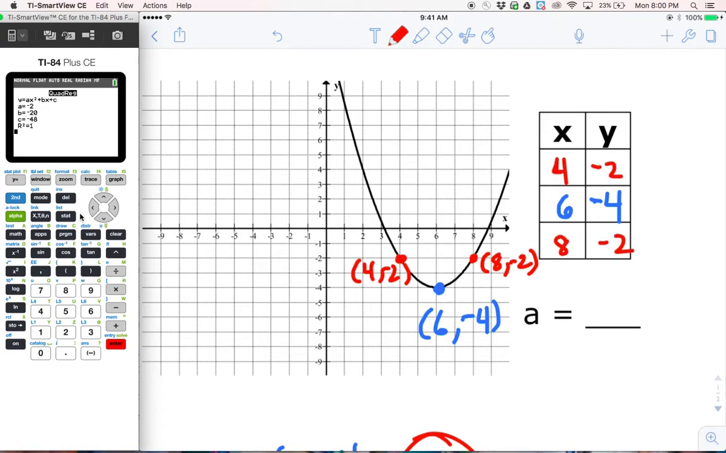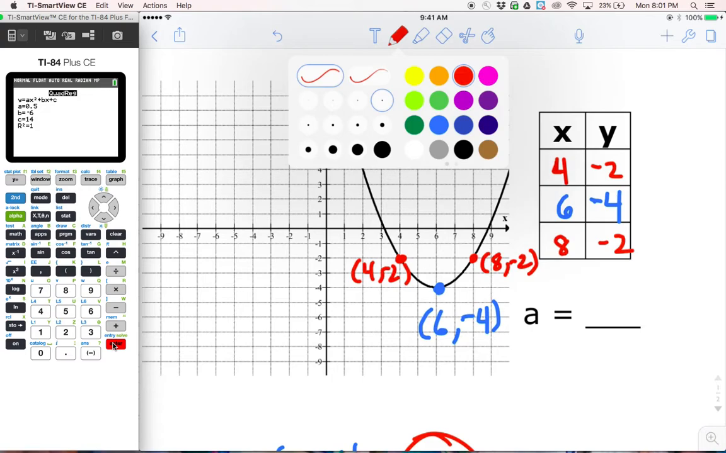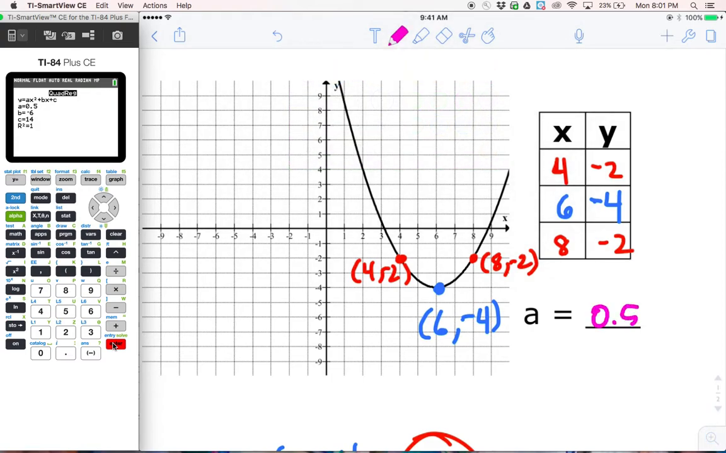I'm going to use my calculator to find A. So stat edit again. We've got 4 and 6 and 8. And for my y values here, I've got -2, -4, and then -2 again. All right, stat calc, option 5, enter. And A is 0.5.